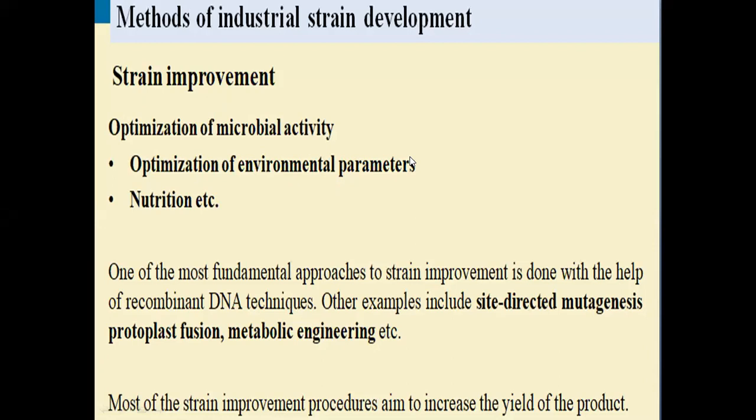It means you should standardize the pH at which it grows well, you should standardize the temperature at which it grows well. All that you have to optimize. Then you should optimize the nutritional requirements. So to optimize nutritional requirements and several environmental parameters, you should improve the strain. So this can be done by several means.